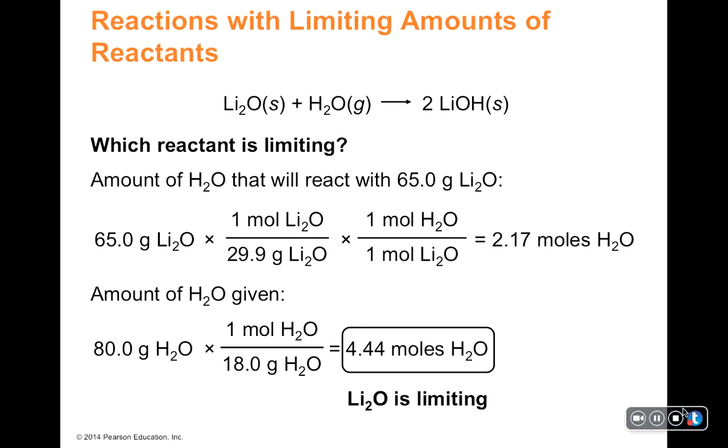So the next step would be to figure out how many moles of water we actually have. Because if we need 2.17 moles of it, and we figure out whether we have that amount, we have less than that, or we have more than that, that will help us answer what the limiting reactant is. So we need to figure out from the mass of water that we're given, how many moles we actually have.